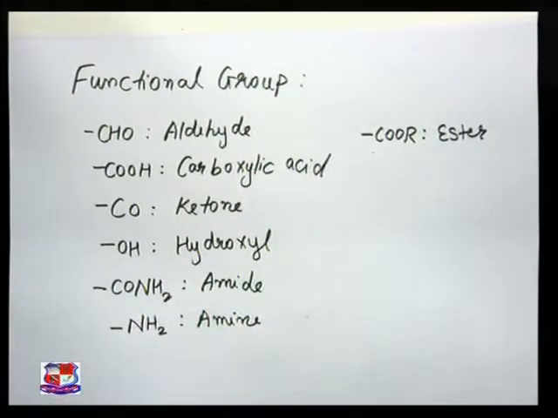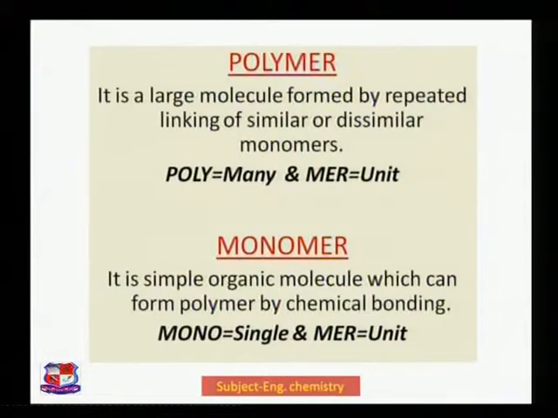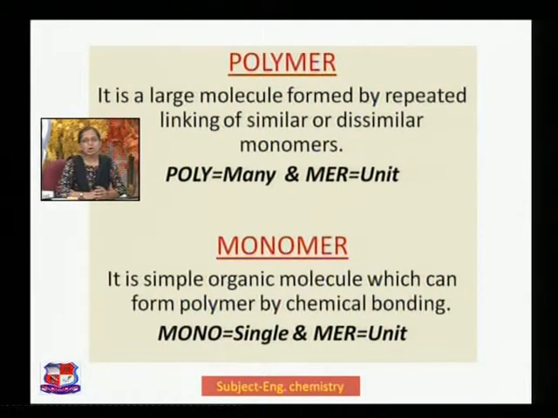Now we will try to recollect the definition. As we know, a monomer is a simple organic molecule which forms a polymer by chemical bonding. Why does this chemical bonding occur? Because monomers have a specific reactive functional group, and that is why they can link together to form a long chain compound, that is your polymer. So now we can recollect the polymer definition: it is a large organic molecule formed by repeated linking of similar or dissimilar monomers.